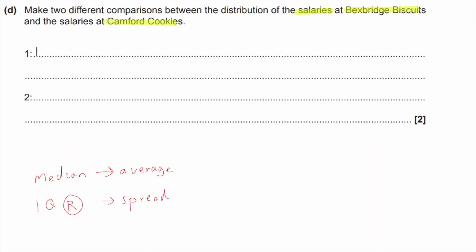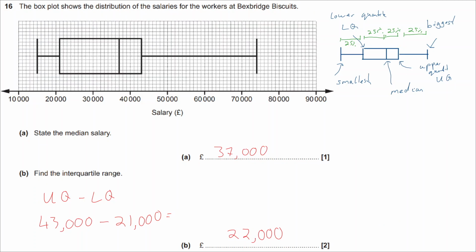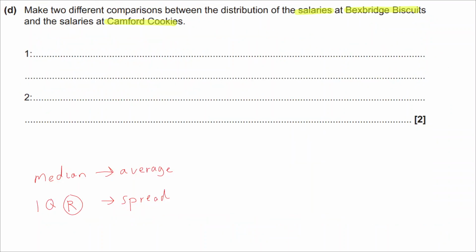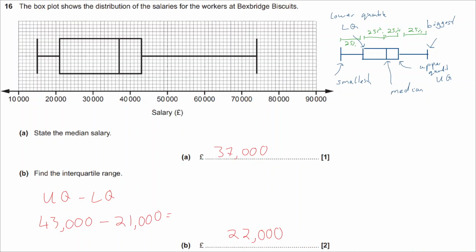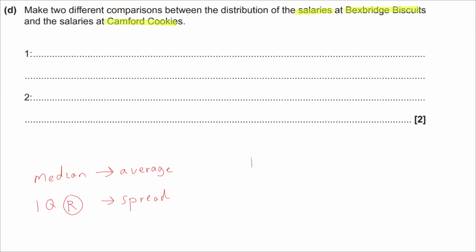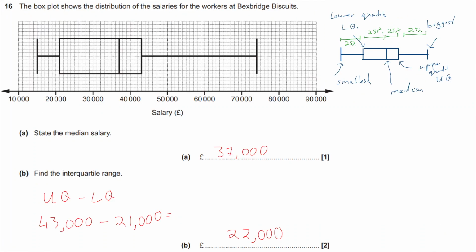So the first point, let's say that for Bexbridge Biscuits, the first one, the median was 37 grand. Let's just make a note of this. The first one was Bexbridge Biscuits, so let's write BB, and the second one is Camford Cookies, CC. We're going to compare the median value and then the interquartile range. So for BB, the biscuit place, the median was 37 grand.